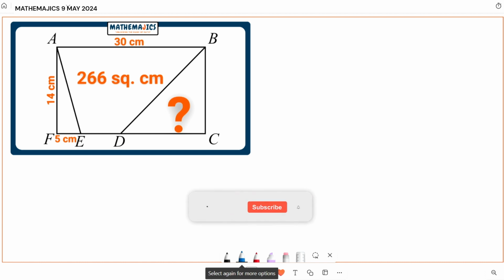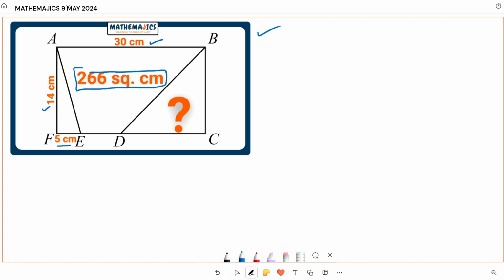Hello everyone. So this question is from one of the Canadian math exams. Here we are given a rectangle ABCF. The length of this rectangle is 30 centimeters, the width is 14 centimeters, and this FE is 5 centimeters. The area is 266 square centimeters.